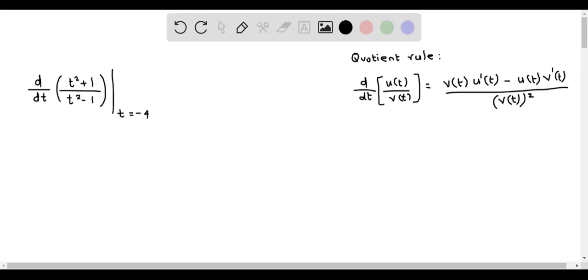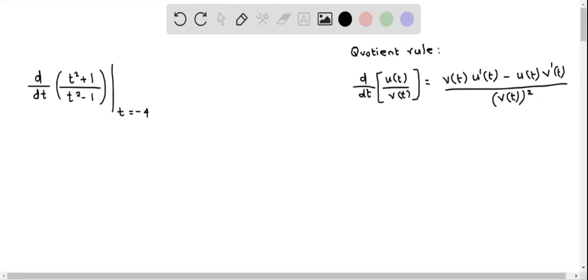Let's determine the derivative of this rational expression, that is (t squared plus 1) over (t squared minus 1), and this has to be evaluated at the value of t equals negative 4. So here we can use the quotient rule.